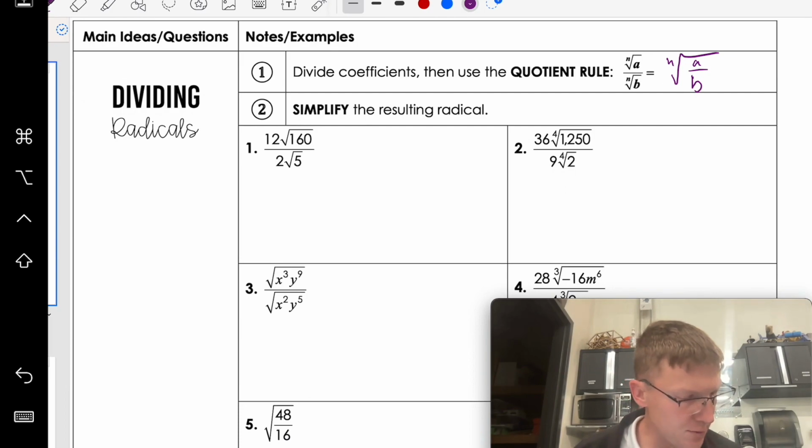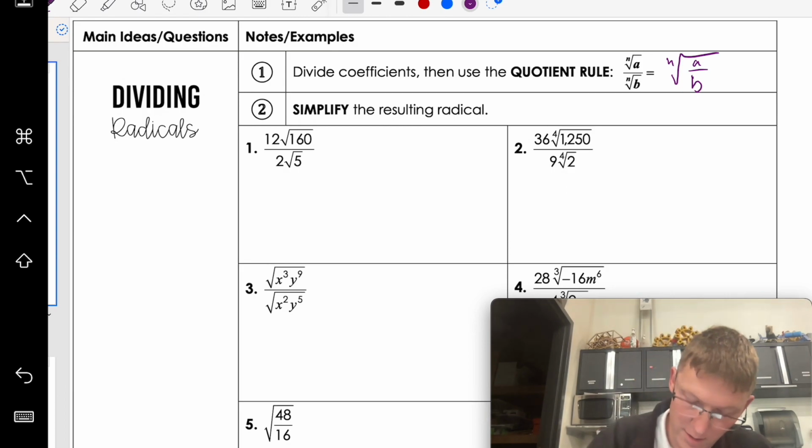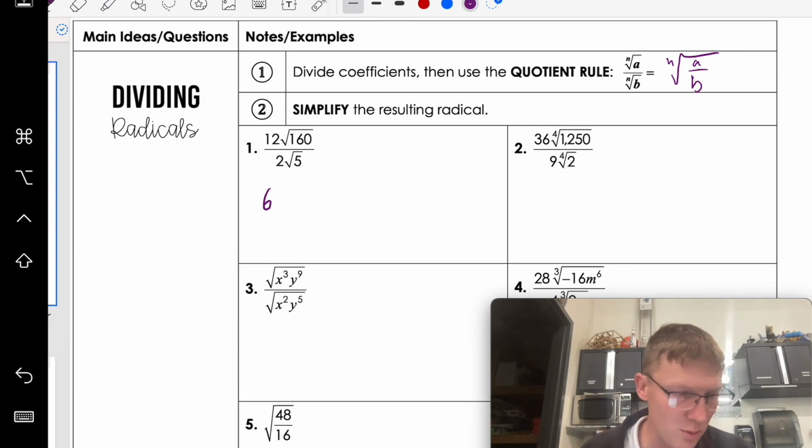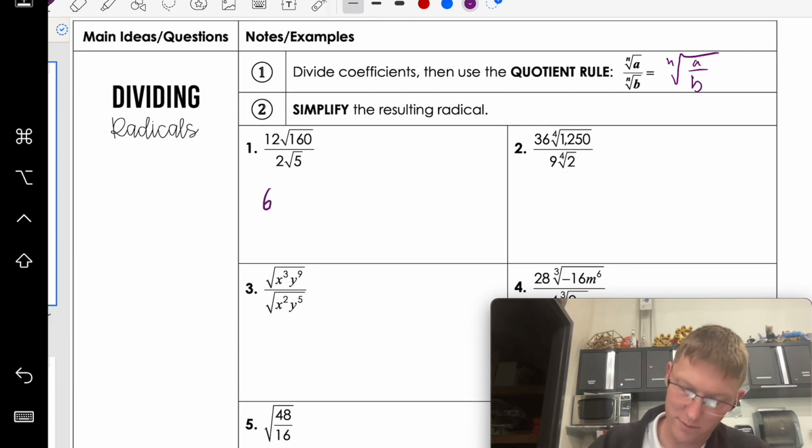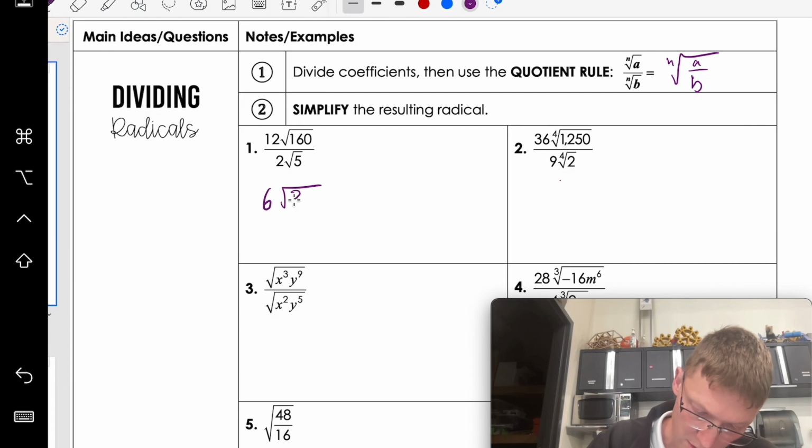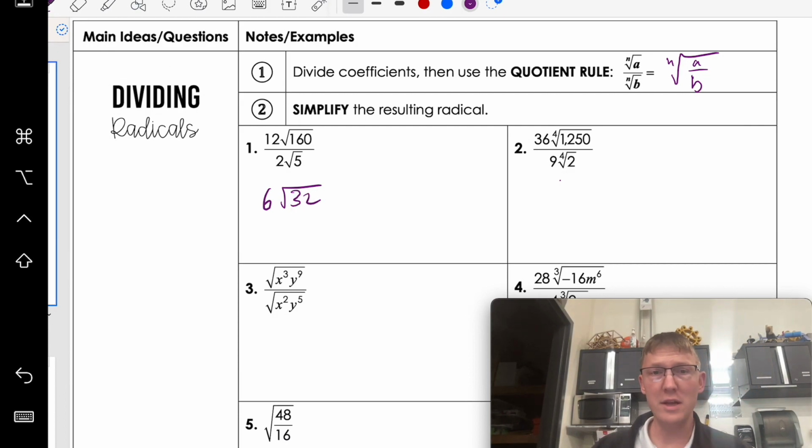So looking at the first one, I'm doing some stuff off screen. So I just took 12 divided by 2 into my calculator. Okay, I knew that off the top of my head. So that's 6. Then I'm going to do 160 divided by 5. That one I didn't know off the top of my head, but that's 32. So there's the start of our answer.